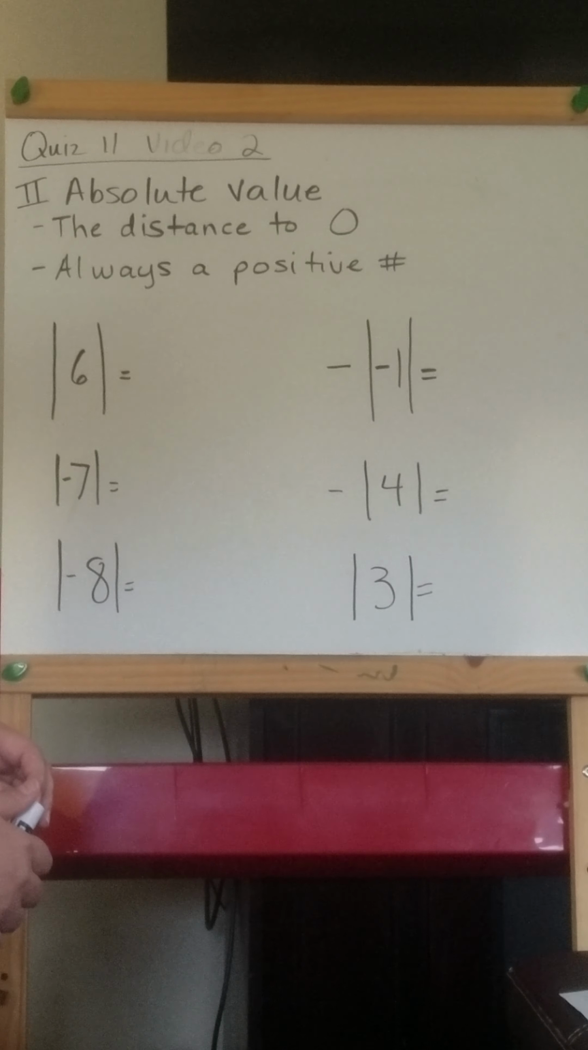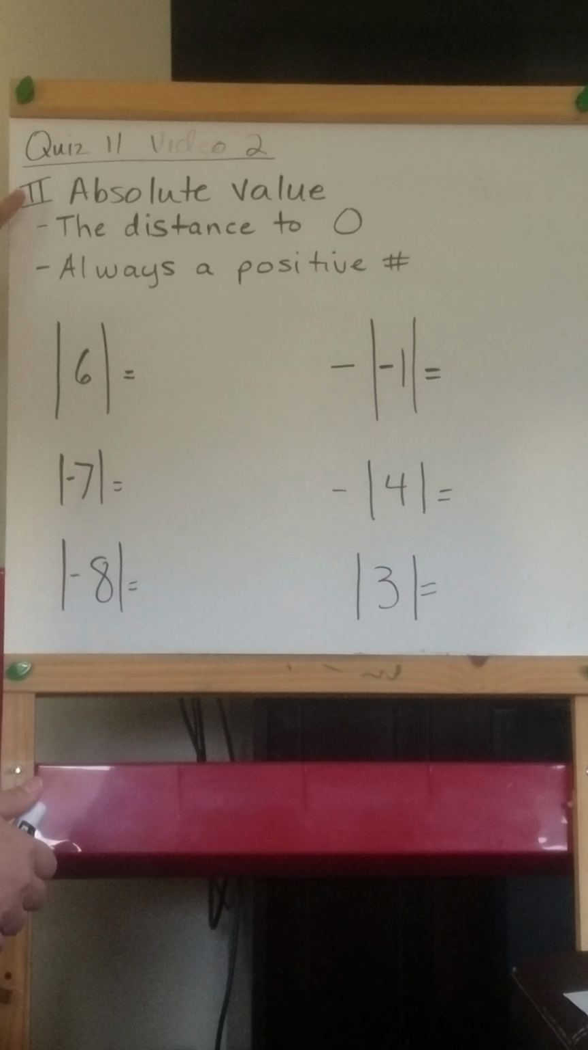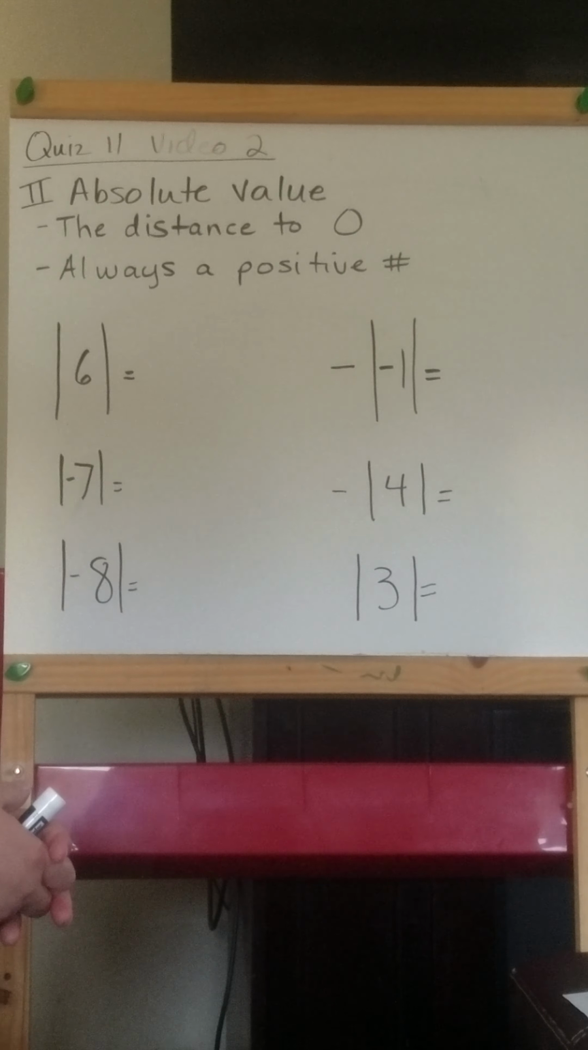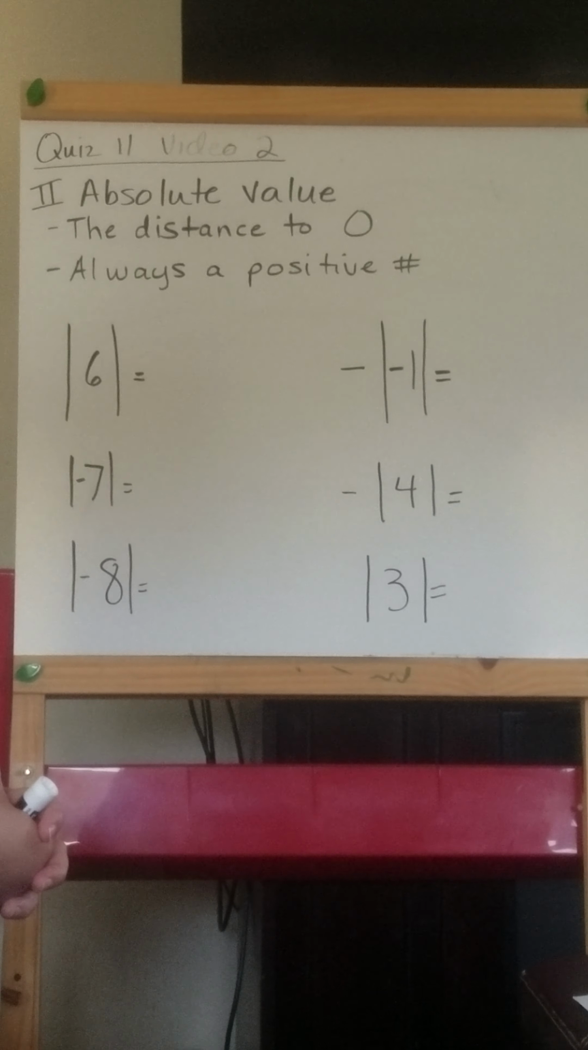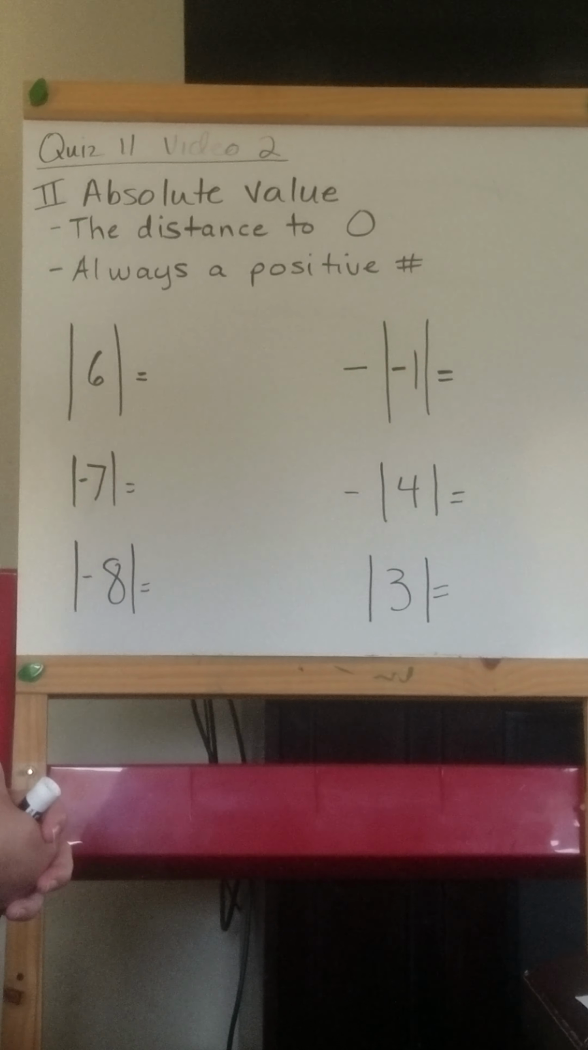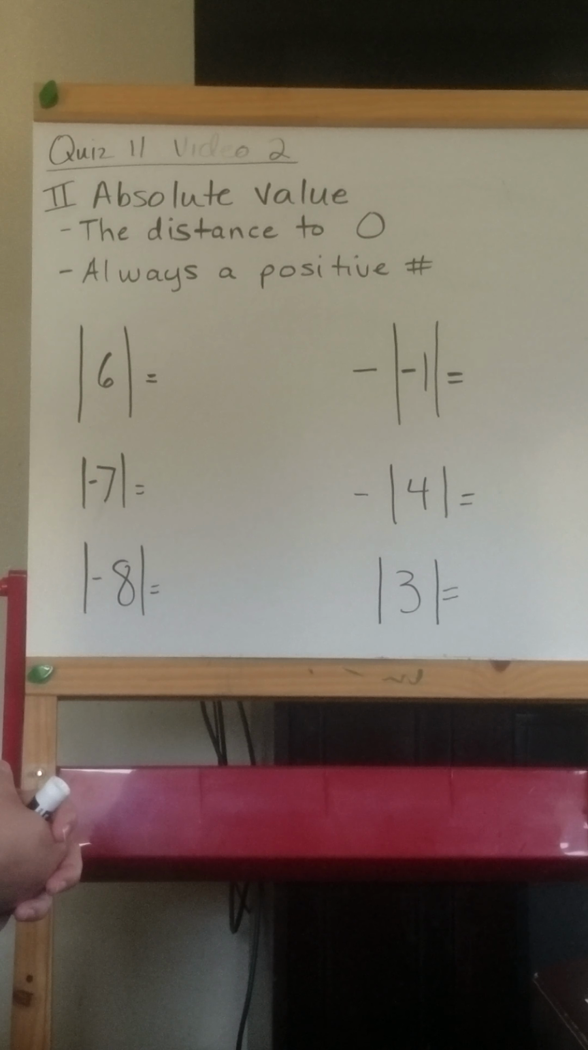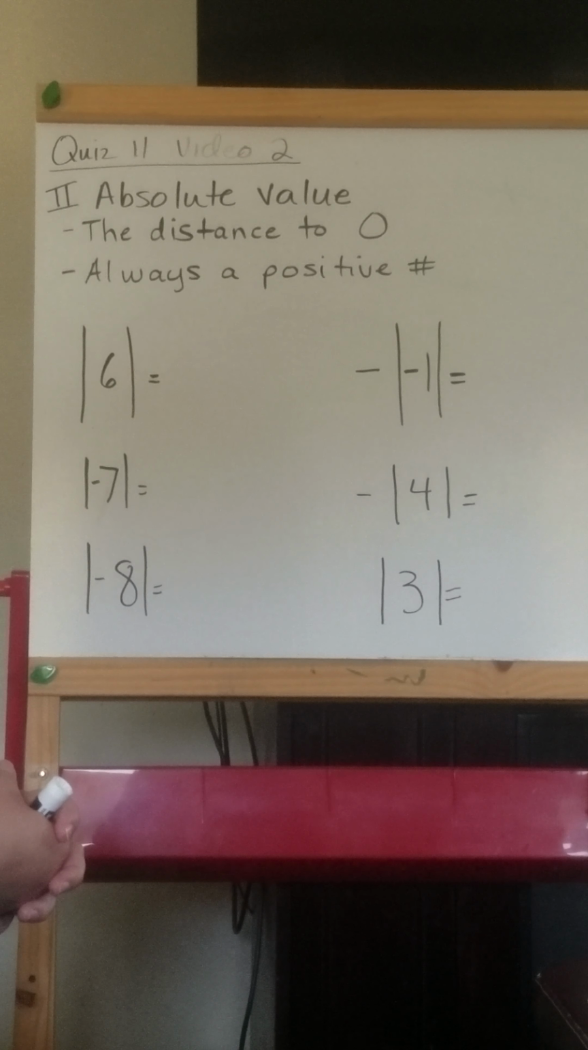In video number 2, we are going to cover our second topic for this quiz. It's absolute value. Some of you may have heard of that. What is absolute value? Absolute value is the distance of a number to 0. Now, distance is always going to be a positive number. You can't have negative distance.